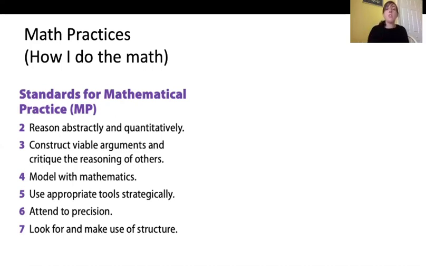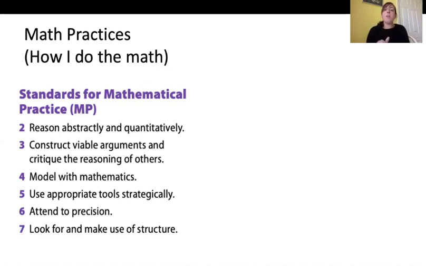Okay, we are constructing viable arguments and critiquing the reasoning of others. This is super important. So we're going to listen to somebody else's thought process, and then we're going to say, yeah, I respectfully agree with that because of this, or I respectfully disagree because of this. Okay, you're going to model with math. So anytime you are drawing, you are looking at shapes, you are modeling with math. Friends, if we're talking about shapes, we should be modeling. We should be able to construct arguments because we can draw what we're talking about. Even if you're not the best artist, that's me, okay?